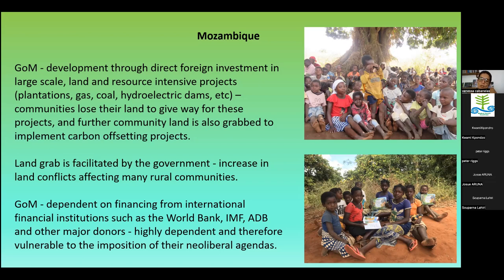Our government is also highly dependent on financing from international financial institutions such as the World Bank, the IMF, and the African Development Bank, and other major European Union donors. Our state budget is actually very dependent. Around 40 to 50% of our state budget comes from these donors. So we are quite vulnerable to the imposition of foreign agendas and neoliberal agendas in all these false solutions.